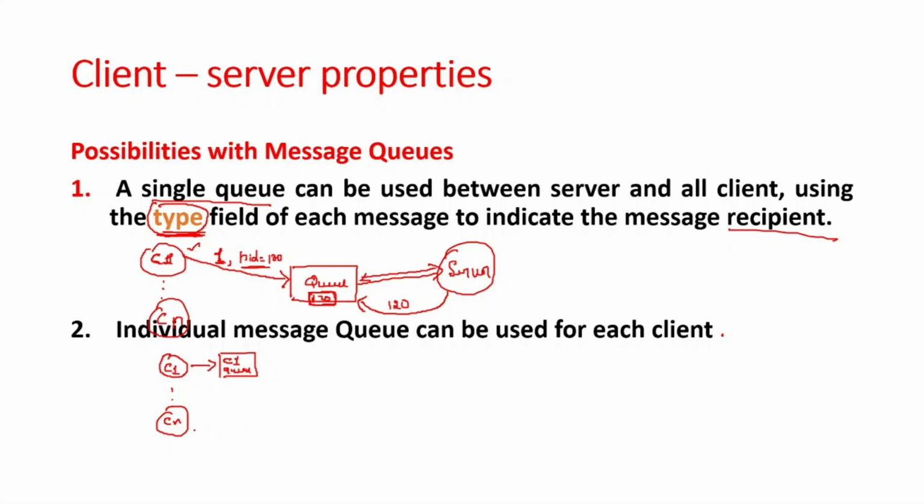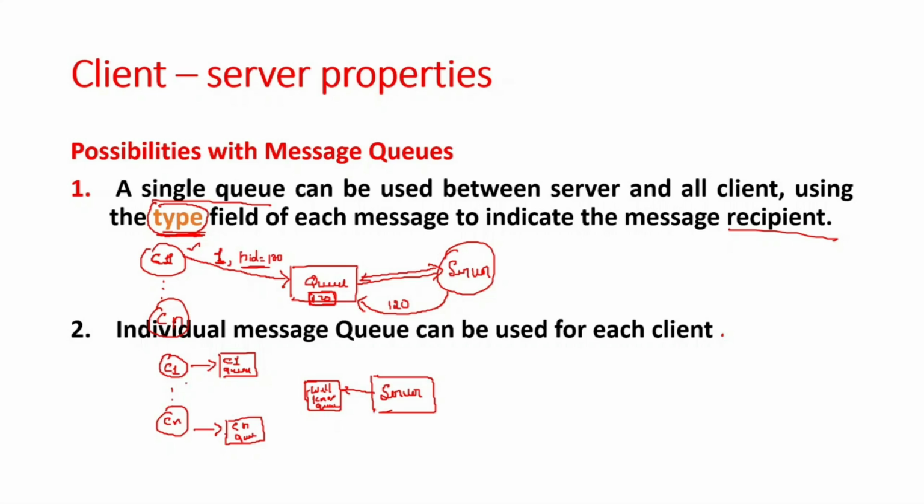So each and every client will have its own queue. And there is a server, and the server also has its own queue. Let us name this the well-known queue. As the name suggests, this queue, which is created by the server, is known to all the clients.